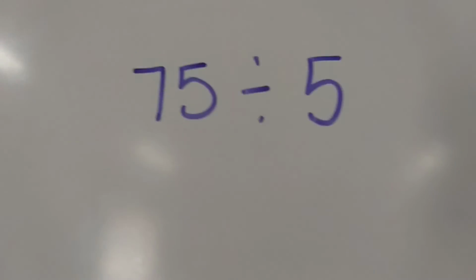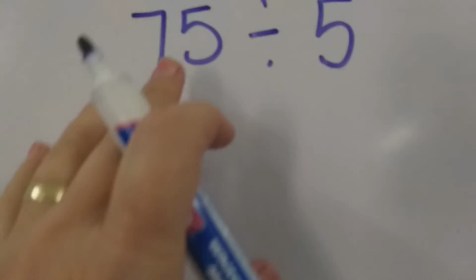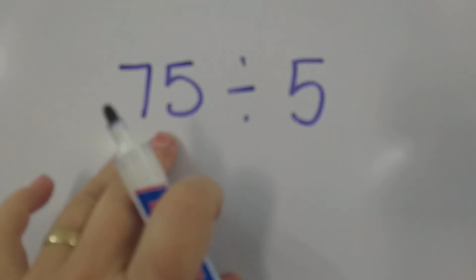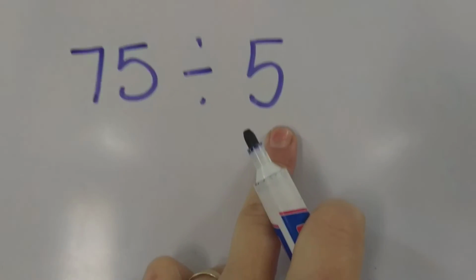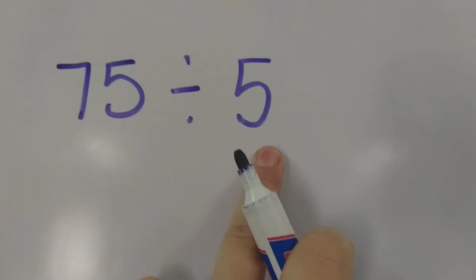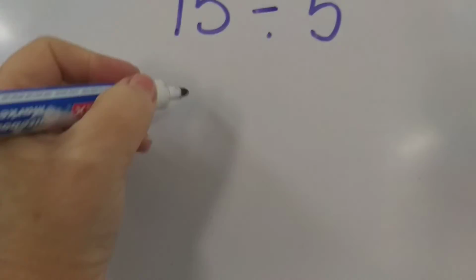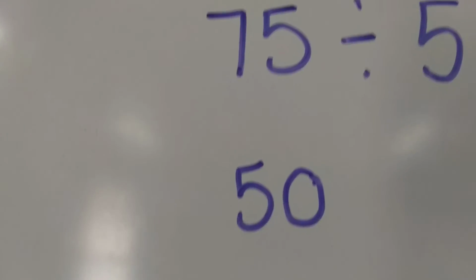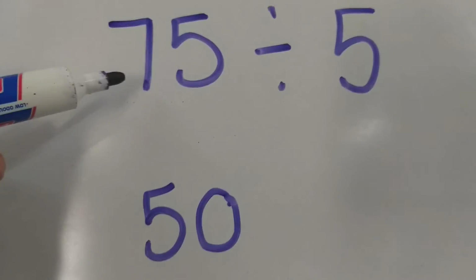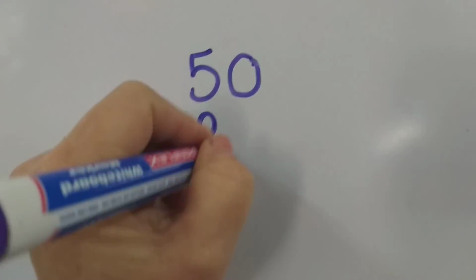Let's try 75 divided by 5. So now we're dividing by 5. What is our golden rule? Our golden rule says we divide 75 into multiples of what we're dividing by. In other words, into multiples of 5. So let's do a little trick. 5 times 10, you got 50. Make that your starting number. See what you have left. If I take 50 away from 75, I've got 25 left.